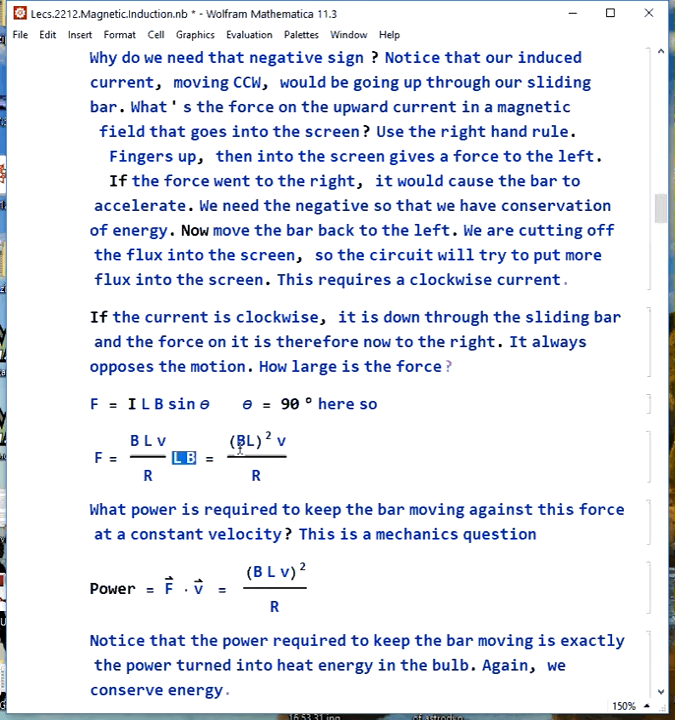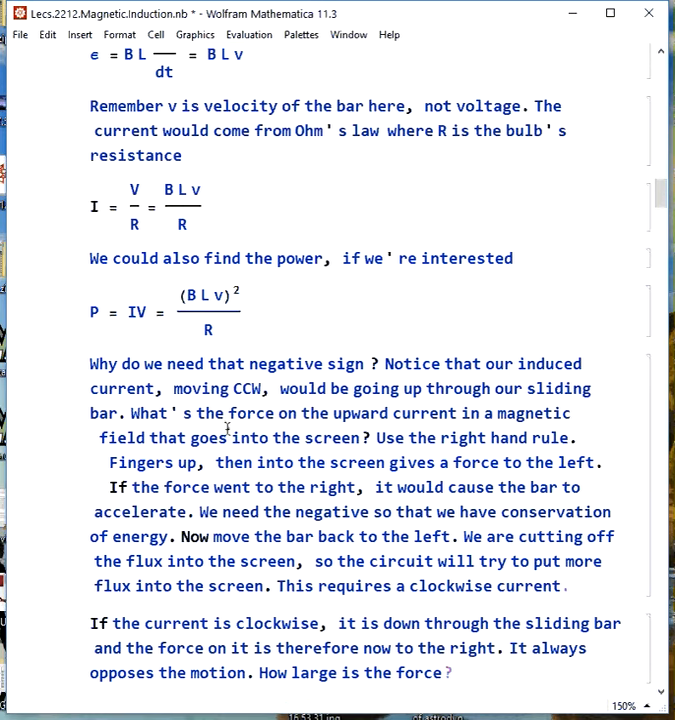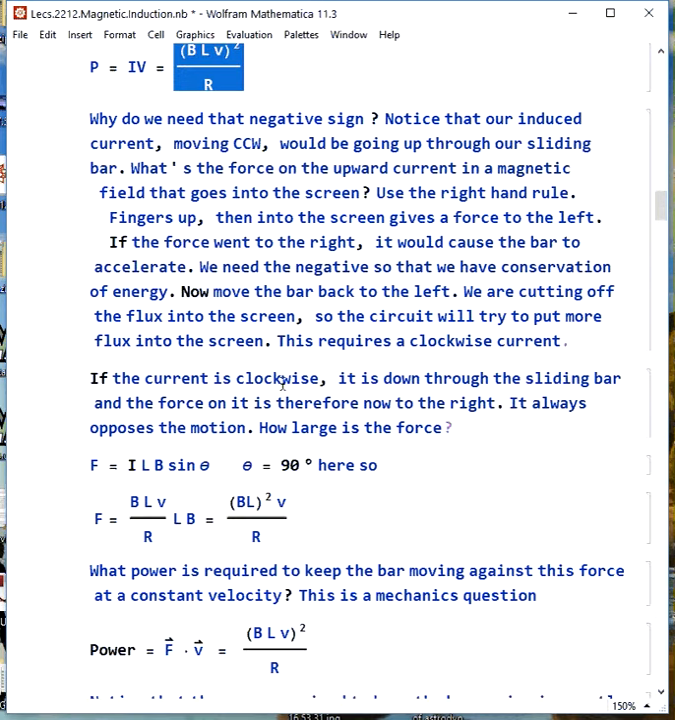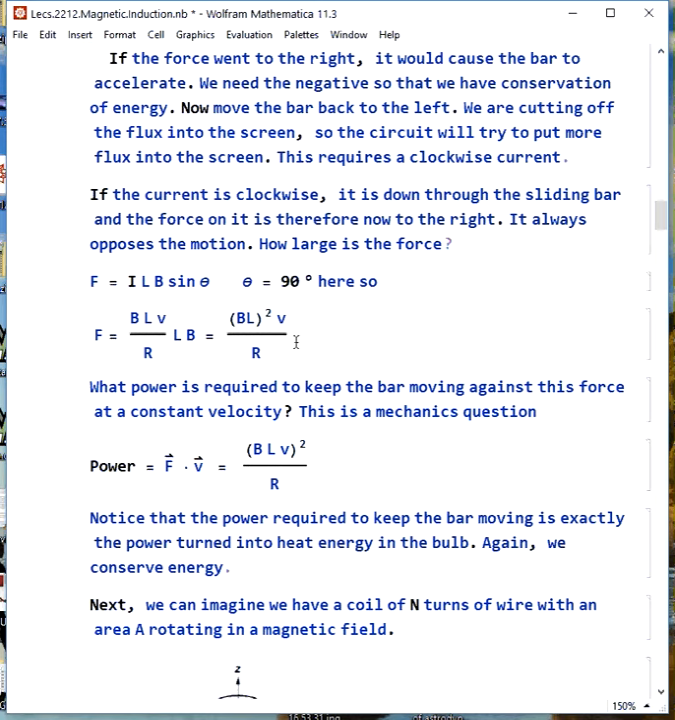This is L and B, so we can write this as B L squared V over R. Now, what's the power required to keep the bar moving against this force? Remember from last semester, we have this mechanics issue. Power is force dotted into velocity. When I write it where this is our force, we dot that into velocity, we get B L V squared over R. This should look familiar because it's exactly the power we found for lighting up the light bulb or heating the resistor or whatever. We have to conserve energy.